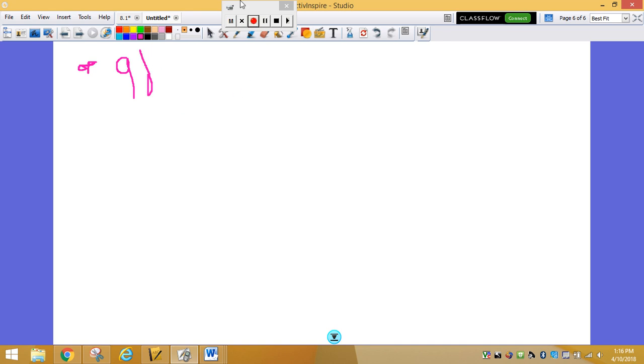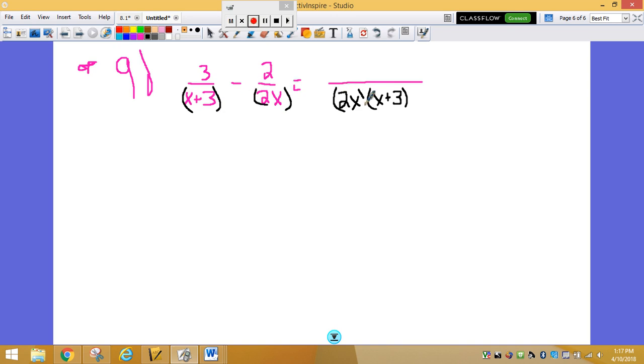Okay, number 9 is 3 over x plus 3 minus 2 over 2x. Alright, so now it's getting a little bit harder because there's nothing in common between these two. This side needs a 2x and this side needs an x plus 3. So my GCFs are going to be 2x and x plus 3. I just put it in parentheses to show that the x plus 3 came from here and the 2x came from here. So we could actually put this in parentheses also if you wanted.